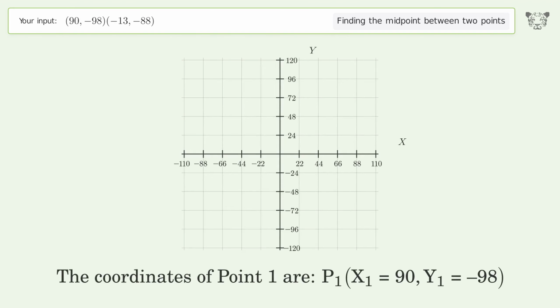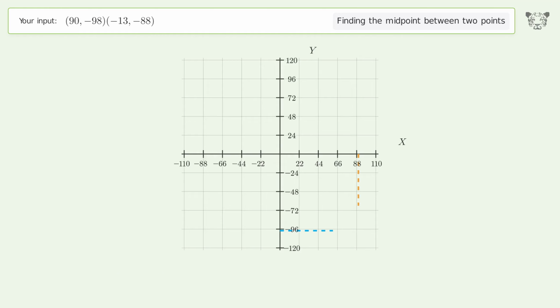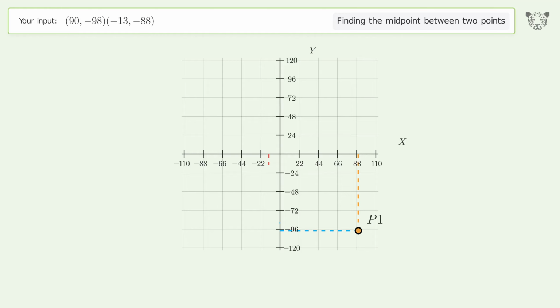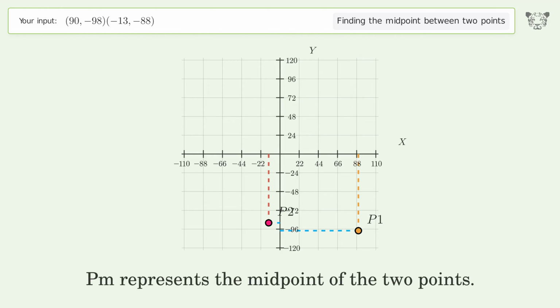The coordinates of point 1 are x1 equals 90, y1 equals negative 98. The coordinates of point 2 are x2 equals negative 13, y2 equals negative 88. PM represents the midpoint of the 2 points.